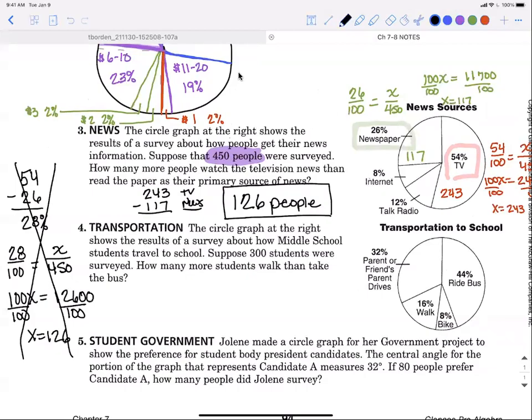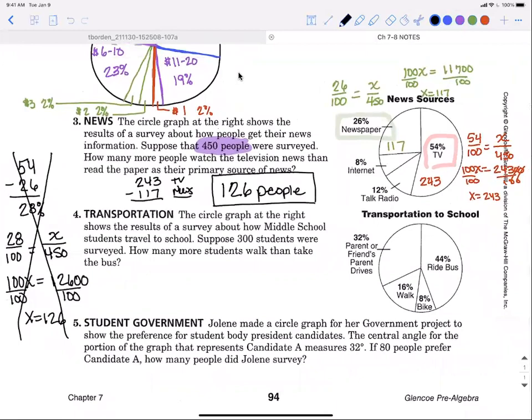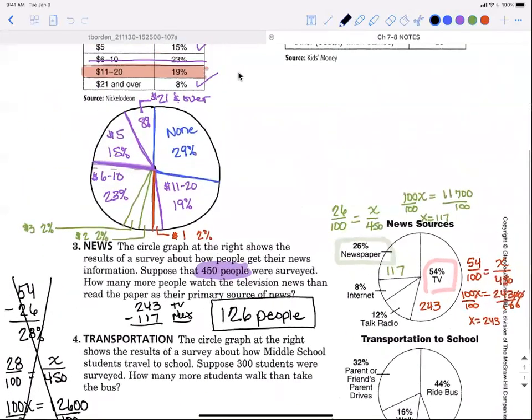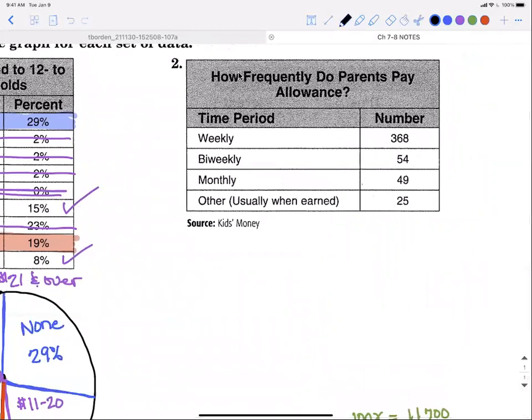All right, I am going to skip number 4 because it's the exact same kind of problem, right? You find the number of people that ride a bus, you find the number of people that walk, you subtract them, and that's your difference. So we're not going to work that one. I do want to show you this. There's not one like this on your homework, but I still want to show you how to do it because there might be one on your test, because it's all the same information.